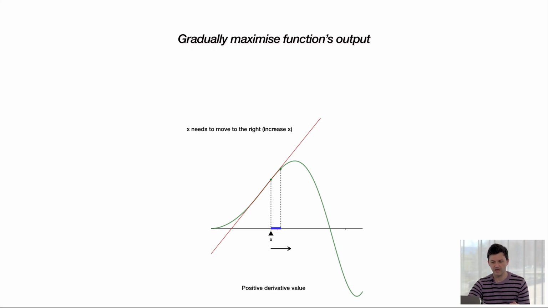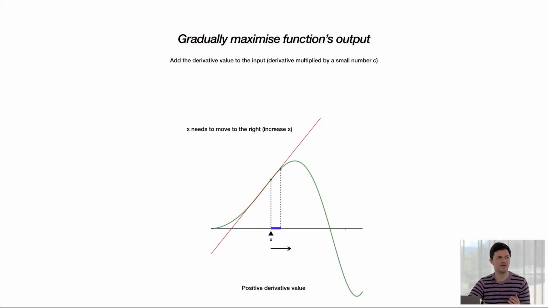Okay, so how do we express this mathematically? How can we actually maximize the function's output? We can do it by adding the derivative value of the function at this point x to the input, but not just adding it. Before adding it, we need to multiply the derivative by a small number c. This will help us to move with a small step towards the right. And this is how the formula looks.